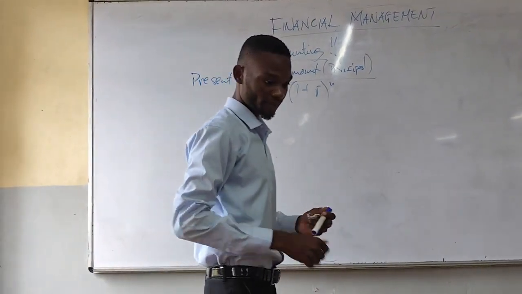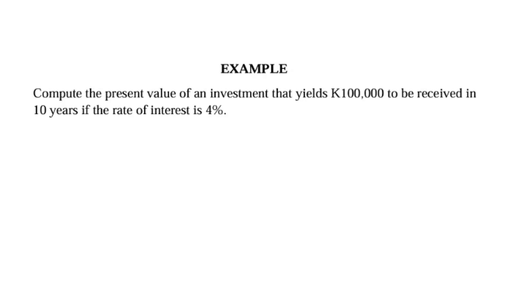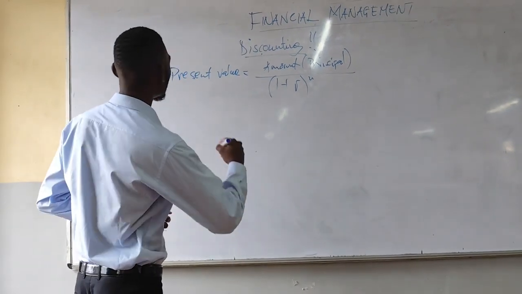The example reads, compute the present value of an investment that used 100,000 to be received in 10 years if the rate of interest is 4%. So let's break down the question.